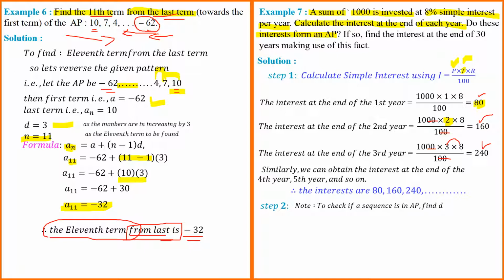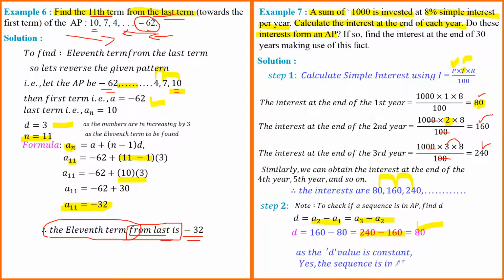To check if it's an AP, we have to find the value of d. d is equal to the second term minus the first term, or the third term minus the second term, and they need to be equal. Let us check: 160 minus 80 or 240 minus 160, it's the same, 80. Therefore yes, they form an AP. As the value of d is constant, the sequence is in AP. Then, find the interest at the end of 30 years, making use of this fact.